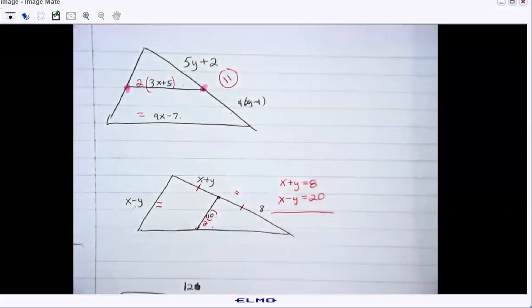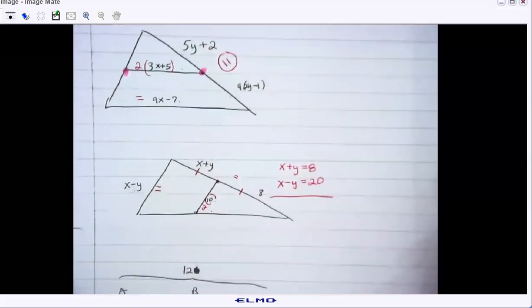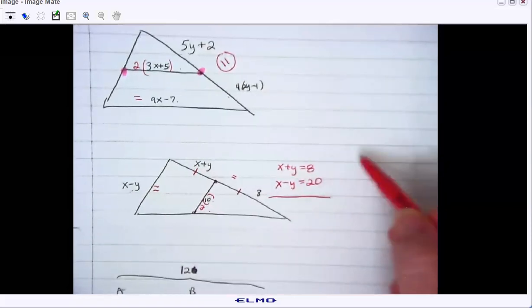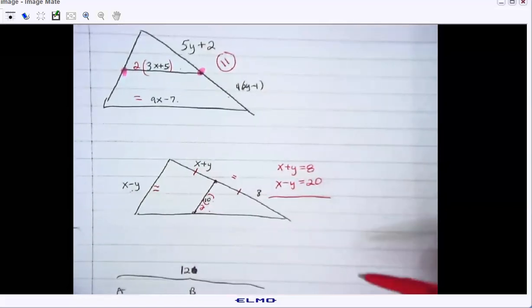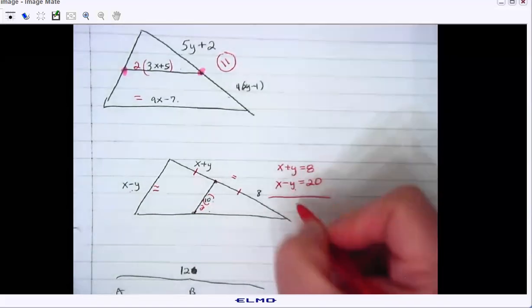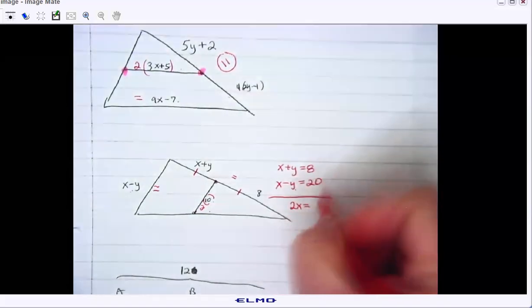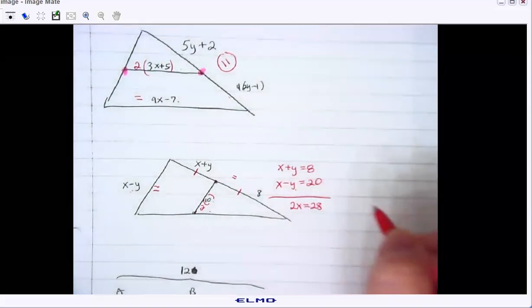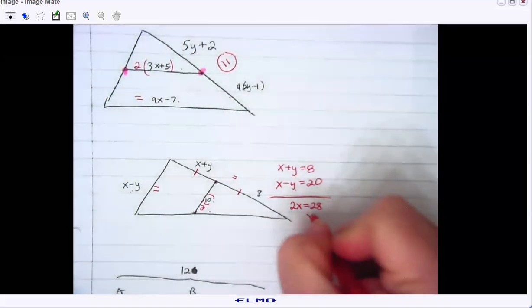And some of you are a little better at these than others, and that's okay. We're not all at the same place. But if I give you something like this, it'll generally be the easier ones where you can just add down and solve. So if you look at it, the y's would cancel because one's a positive, one's a negative. So x and x makes 2x equals 28. Divide by 2, we get x equals 14.